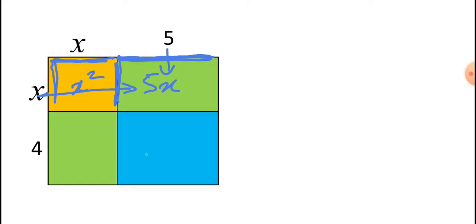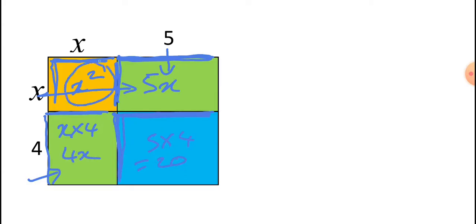If we now look at the blue rectangle, we know that this length here is 5 and the width here is 4, so 5 times 4 is 20. Remember, the 5 came from along this length here, and the width here was 4, so 5 times 4 is 20. And if we look at this green rectangle now, this length here is x and the width here is 4, so x times 4 is x4, but we write the number first, so it's 4x.